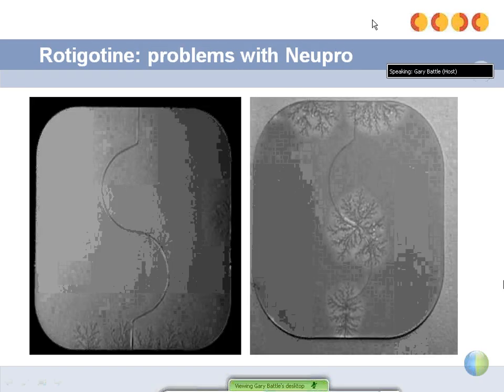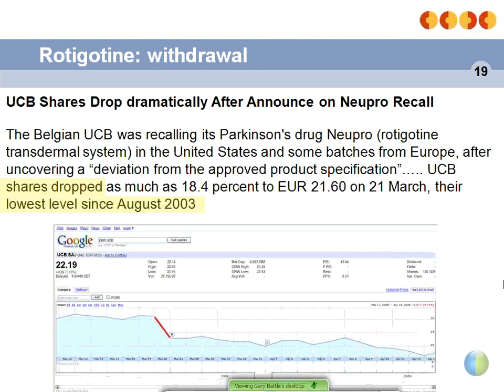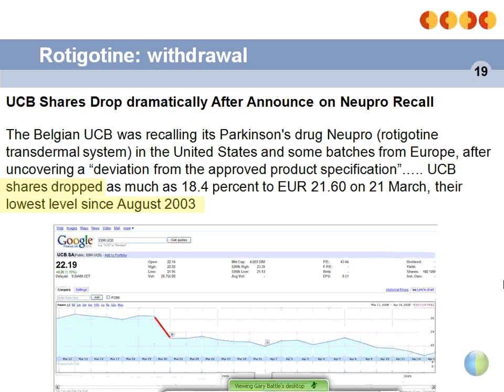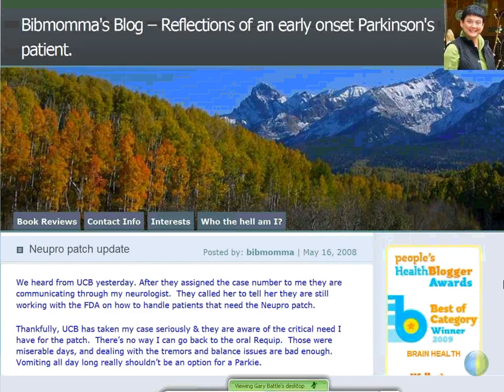So here again are these troublesome little snowflake crystals growing within the transdermal patches of Neupro. Now, of course, this had an effect on the stock price of the company, which you can see by the red line here. But more importantly, it had an effect on patients. This is a composite screenshot from the web pages of a superb blog maintained by Bidmona, who happens to be a Parkinson's sufferer. So just read what the Neupro withdrawal meant to her.